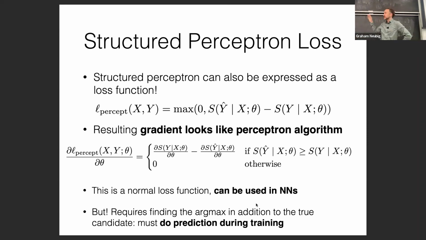So one thing to note about this and all of the other methods that I'm going to be talking about here, this requires taking the argmax in addition to calculating the score over the true candidate. And this means you must do prediction during training. So you can't just take the one best output and calculate the score of that, although you do need to do that to get this gradient here. You also need to generate an output and take the one best. Any questions about this? This is the simplest example, and I'm going to get into somewhat more complicated things.